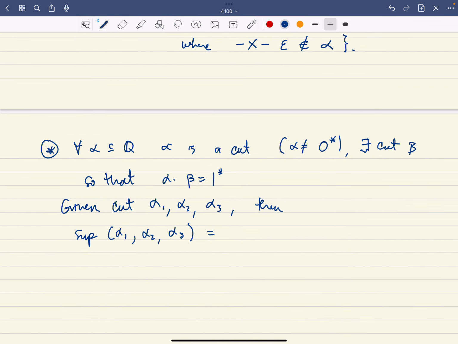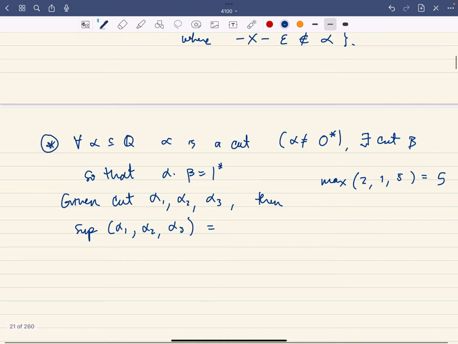the biggest number, I'm kind of comparing this to, if I want to talk about the maximum of, say, 2, 1, and 5, how do we find the maximum? Well, it's the biggest number, it's 5. How can we do that if we're talking about cuts? Well, what we can do is just take the union of all of these. So we would take the union of the alpha i's, in this case from 1 to 3. And it turns out if we do that, then we get the supremum, or the maximum, of these cuts. The supremum is the maximum because this is a finite set.